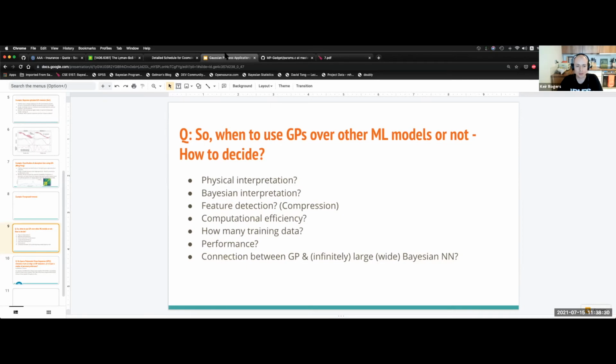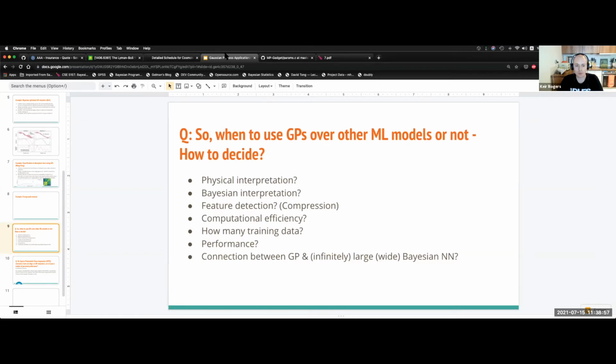So, there's the issue of physical interpretability, and Bayesian interpretation, by which I'm driving at the fact that the Gaussian process is absolutely a robust statistical model, whereas a neural network can be constructed in that way, but is not always used in that way.